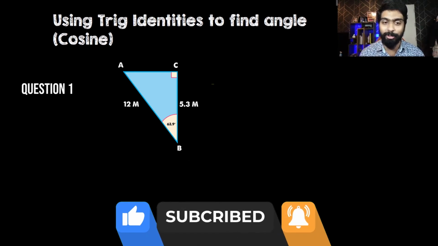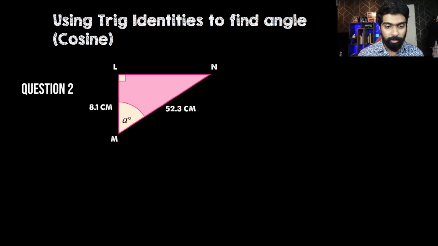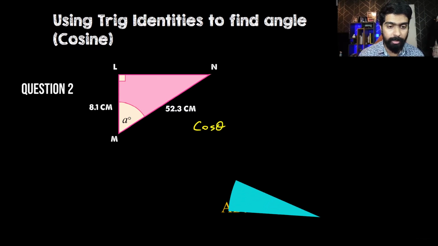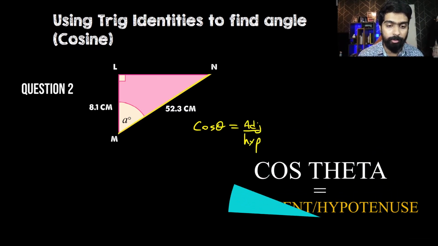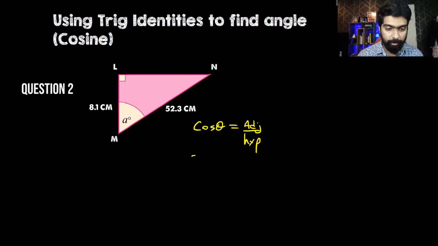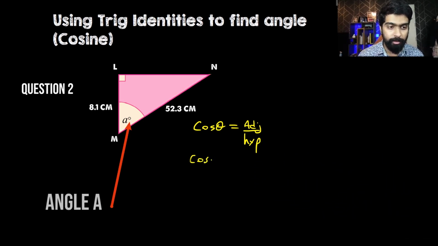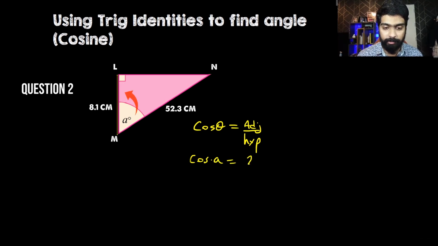All right, now let's get to the second question. So again guys, we are going to start off by writing the formula down. So we have cosine theta is equal to adjacent side over the hypotenuse, right? Now what do we have here? So cosine of a is equal to the adjacent side, which is 8.1, over the hypotenuse, which is 52.3.